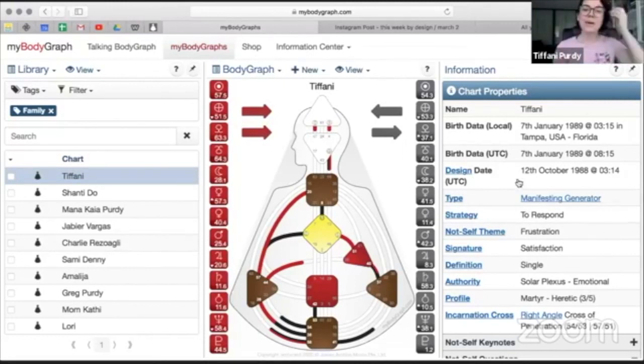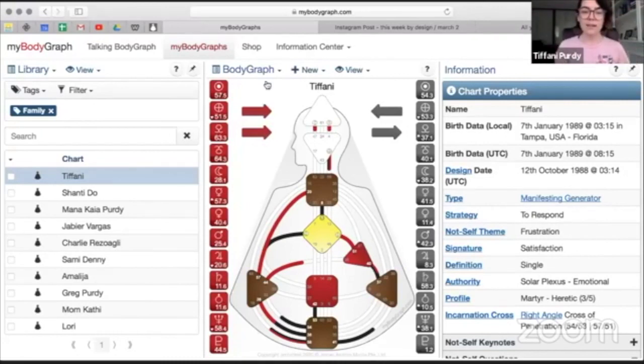And what we're talking about here are these 4 arrows, right? The 4 arrows on either side of your body graph. You see that there's 4 arrows, right? There's 2 on each side. And what I really want to distinguish is the 2 sides of your body graph for just a moment.